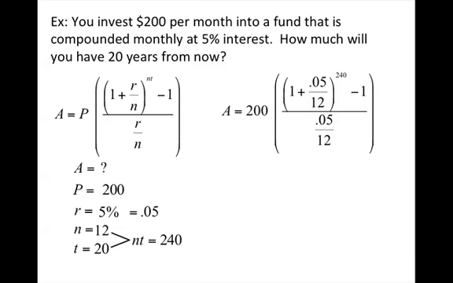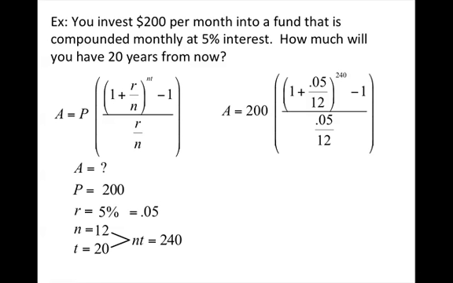So now to enter this into my calculator, you begin with the numerator, and I'm going to type in 1 plus 0.05 divided by 12. I'm going to take that answer and raise it to the 240th power. Then I'm going to subtract 1. Then I'm going to divide by the 0.05 divided by 12, and I have to put that in a parenthesis. And then I'm going to take that final answer and multiply it by 200.